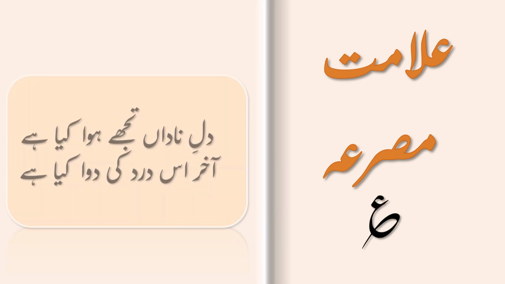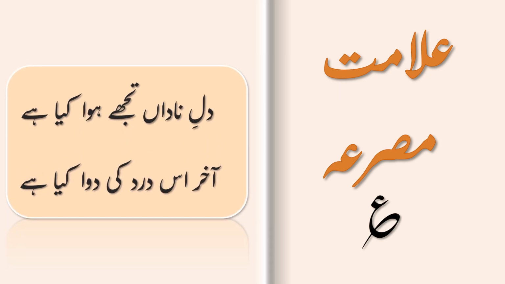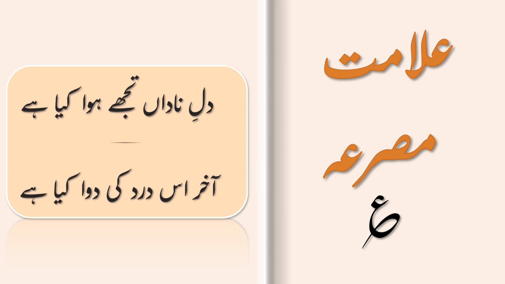Alamat-e-Misrah. When only one line of a sher is written independently of the other, then that line is known as Misrah, and it can be represented by this an-like symbol.